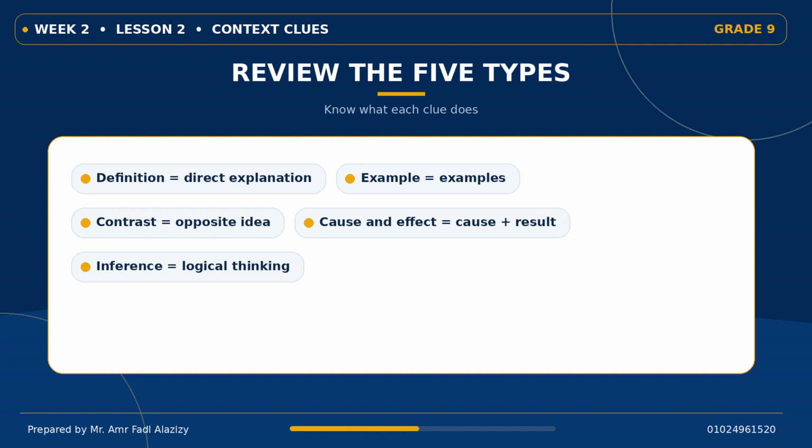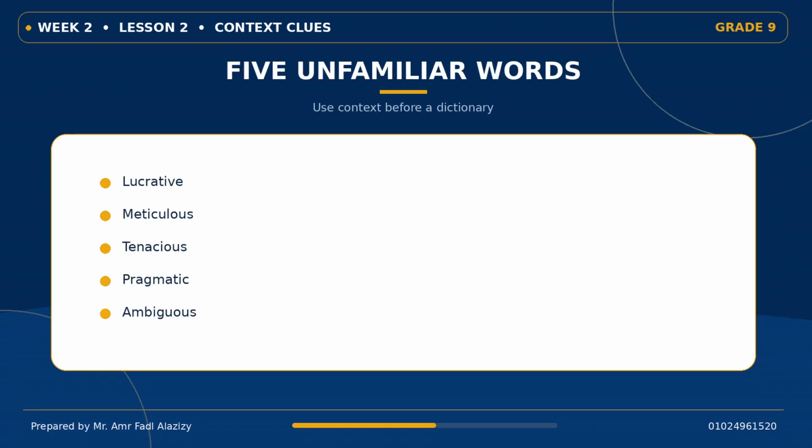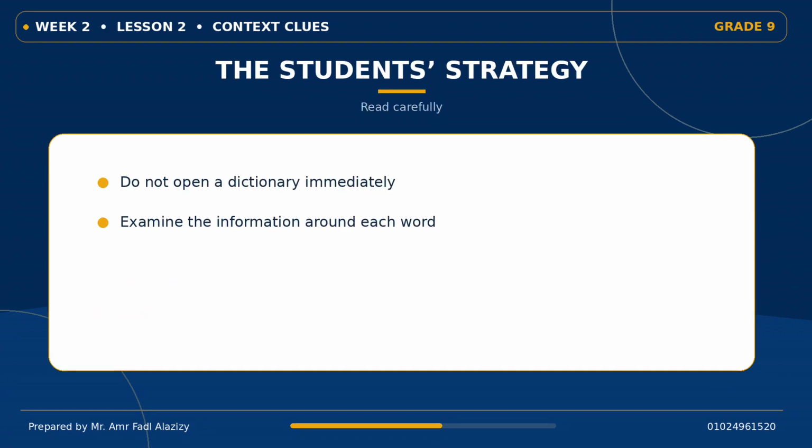Now let us look at a reading example. Mr. Thompson asks his students to read a passage about a young entrepreneur named Omar. The passage contains several unfamiliar words including lucrative, meticulous, tenacious, pragmatic, and ambiguous. Instead of opening a dictionary immediately, the students read each sentence carefully. They examine the information around every unfamiliar word.